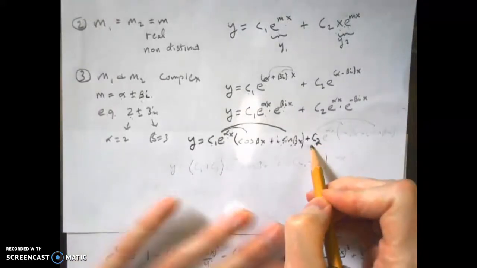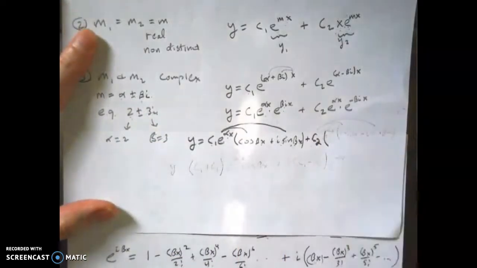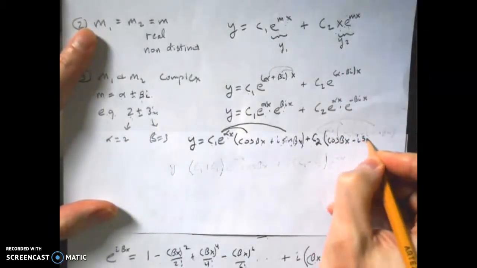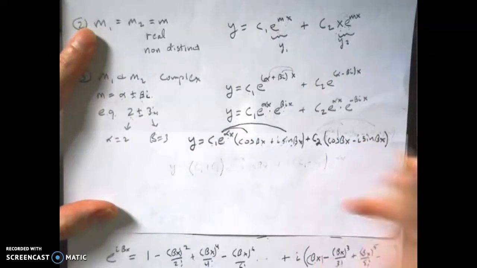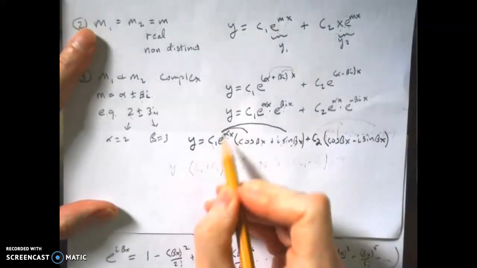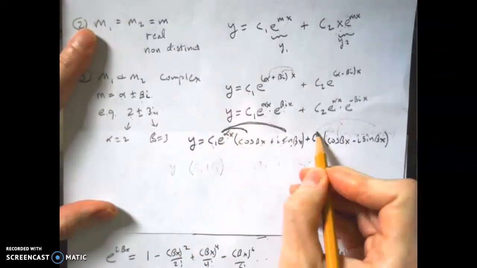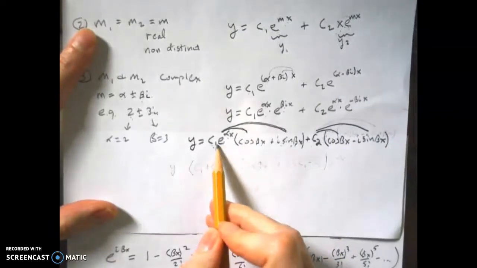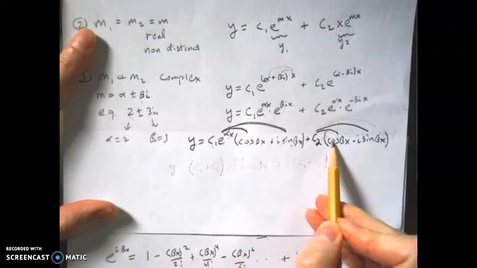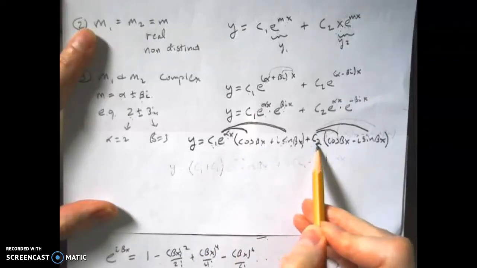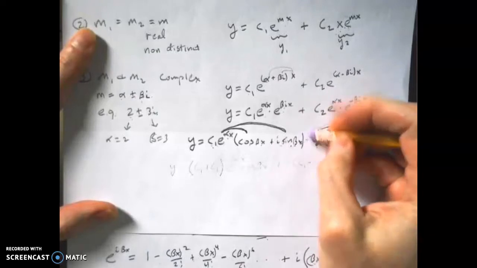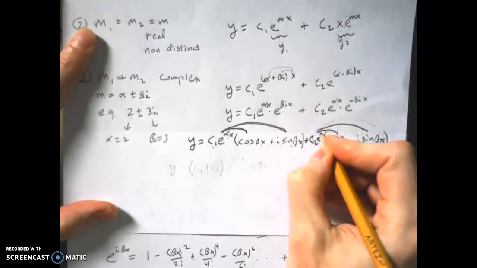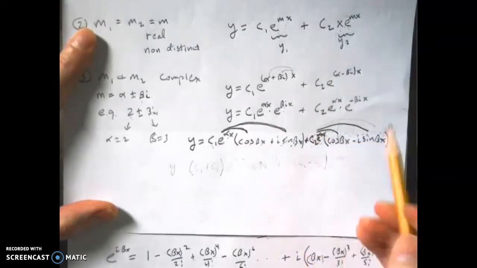So I was adding C2 times cosine beta x minus I sine beta x. Okay, so the next thing we're going to do, this C2 has to distribute to both of these. I'm going to pull this first one, the C1 e to alpha x cosine beta x, and then the first part of this one, C2. Oh, I forgot my e to the alpha x here, sorry. That should be plus C2 e to the alpha x. That's in both.